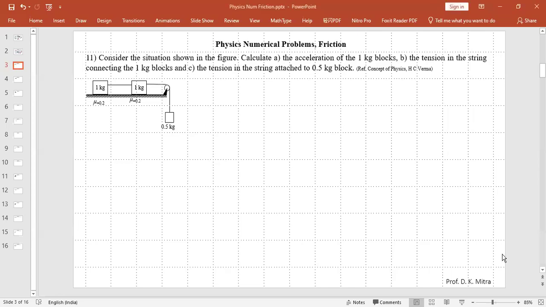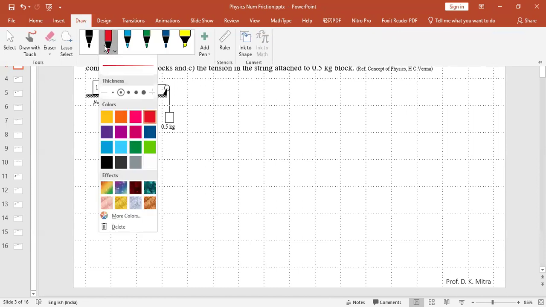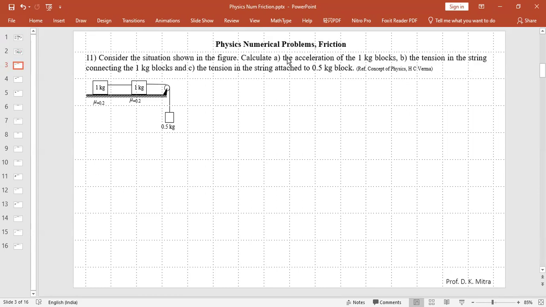Now let's go to another problem. This problem says, consider the situation shown in the figure. The figure is in front of you. You can see this figure.